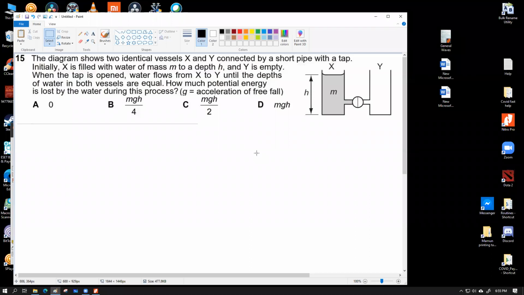Sir, can I ask if the mass of the water becomes half because X and Y are identical? The amount of mass that water moves is actually half of the total mass of the water. All the water doesn't move out, because whenever you open the tap, only half the height of the water is going to move to the right tank, not all of it. Okay. Is that what you asked? Yes, sir.